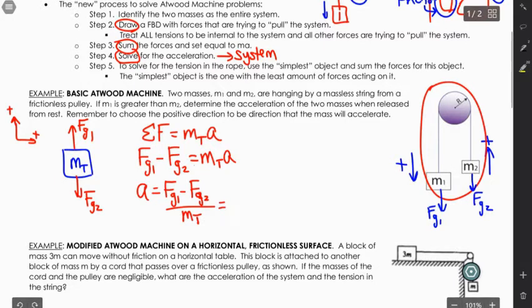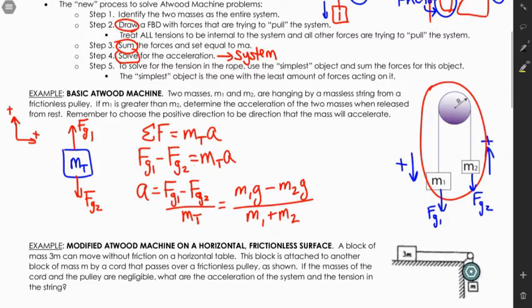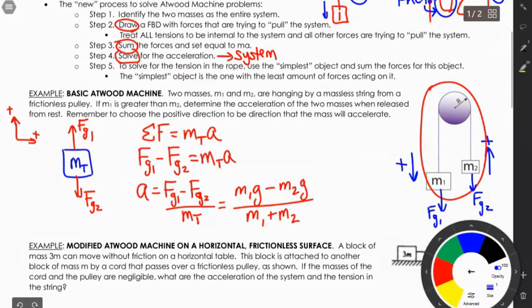FG is M times G. So this is going to be M1G minus M2G, and the total mass is M1 plus M2. And what I can do here is, since G is the same, I can factor it out. So acceleration is going to be G times M1 minus M2 over M1 plus M2.